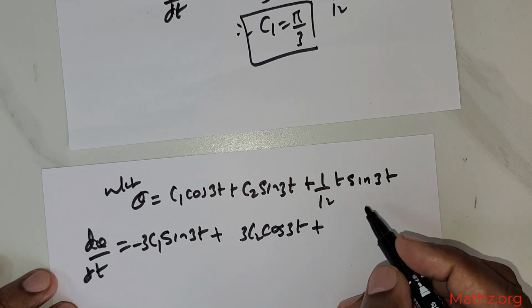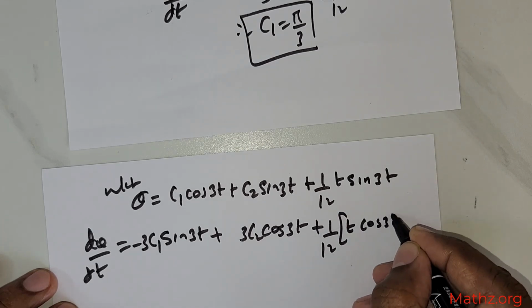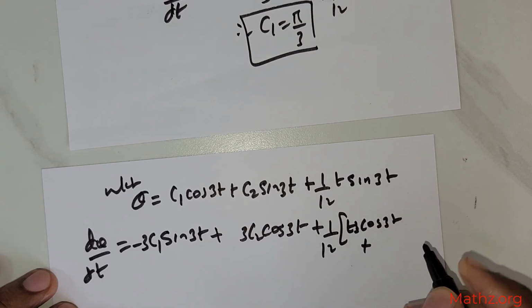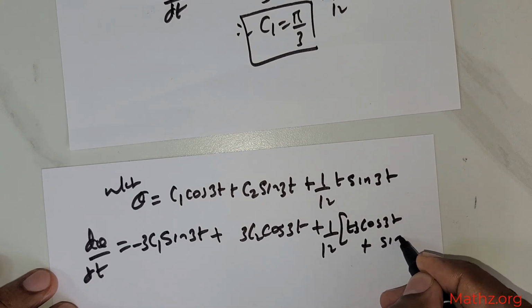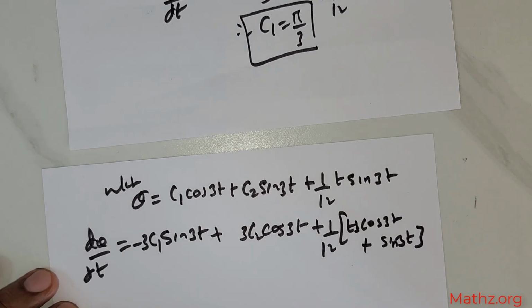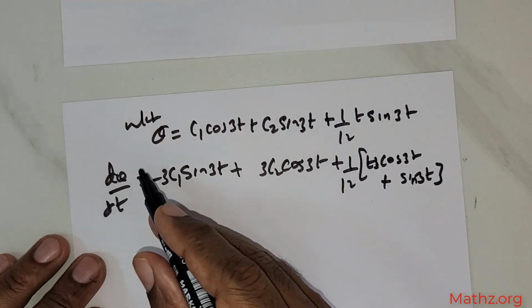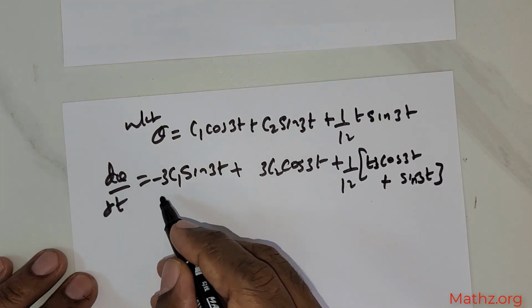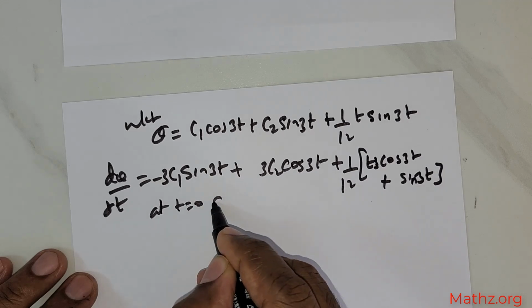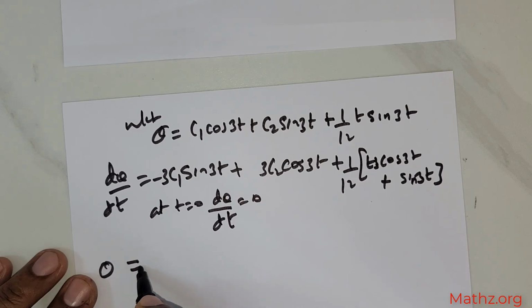I would say u times v, product rule. So it's going to be 1 over 12 times t times cos 3t, you have a 3 there, plus sin 3t. Okay, fair enough. So now this is going to be producing 0 at t equal to 0. So at t equal to 0, d theta over dt is equal to 0. So this is equal to 0.